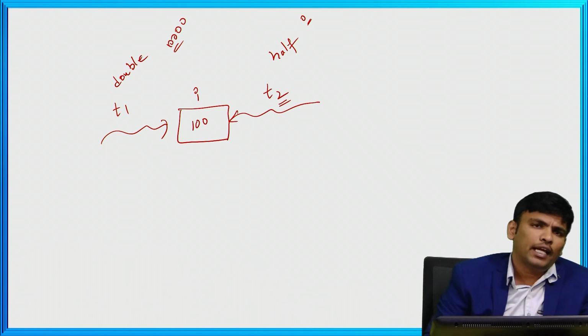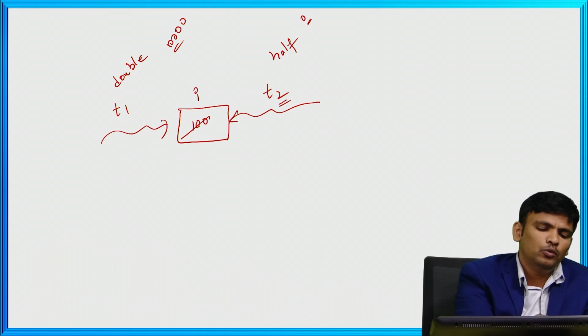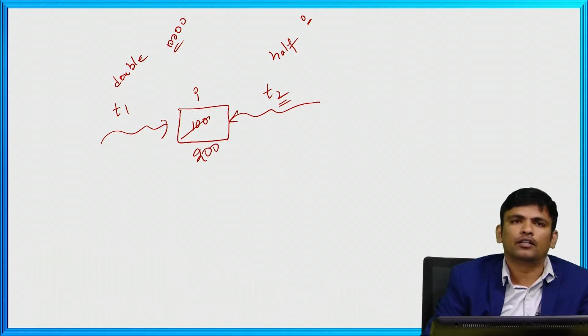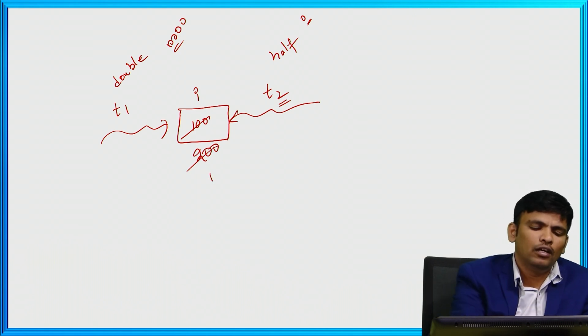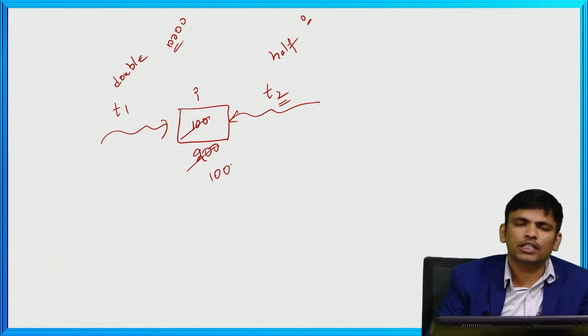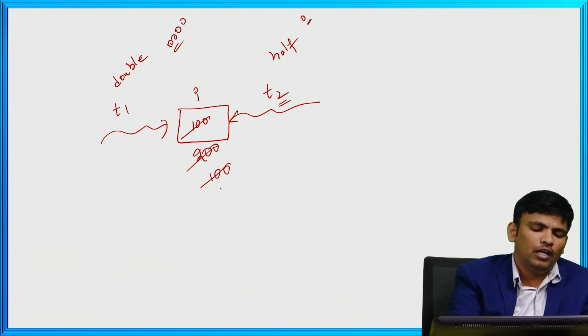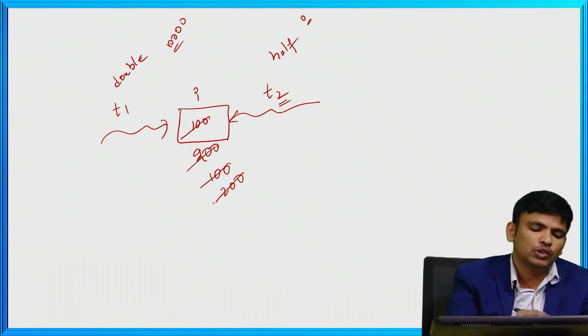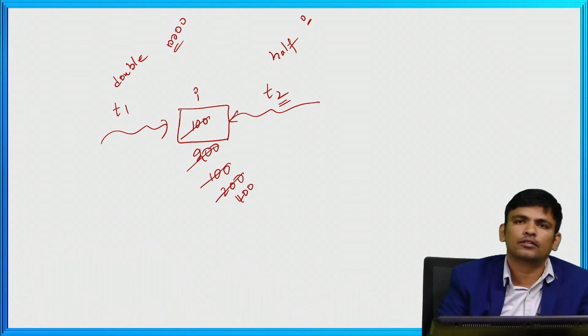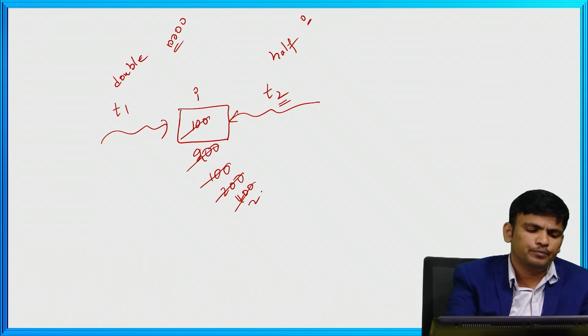Suppose T1 got a chance to execute on this resource. T1's duty is to double this value, and the value will be incremented to 200. Again we cannot predict which thread will be executed on this resource. Suppose T2 got a chance to execute; immediately it will halve this value. Again T1 got a chance to execute, so it will double this value. Again T1 got a chance to execute and the value becomes 400. Now again T2 got a chance to execute, and it will halve the value.